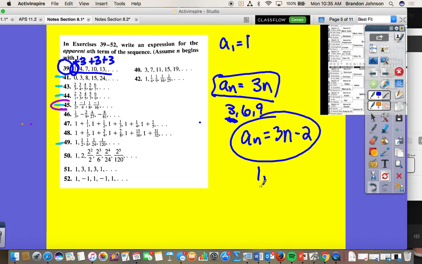Good question. If I plugged 1 in, right, that just means a sub 1 is equal to 1, right? What does a sub 1 mean? a sub 1 just means the fancy term of saying it's the first term in my sequence. And the first term is what? It's 1.